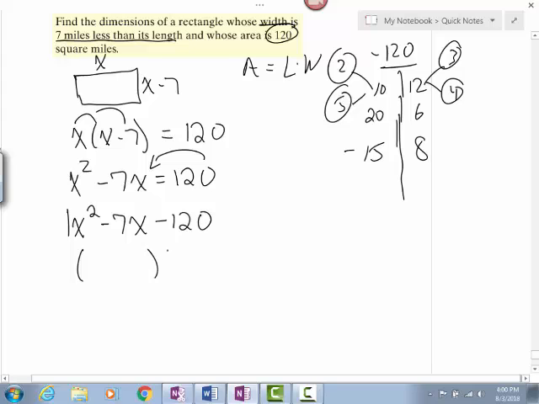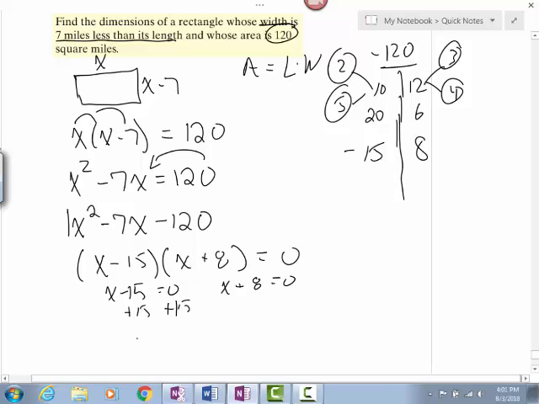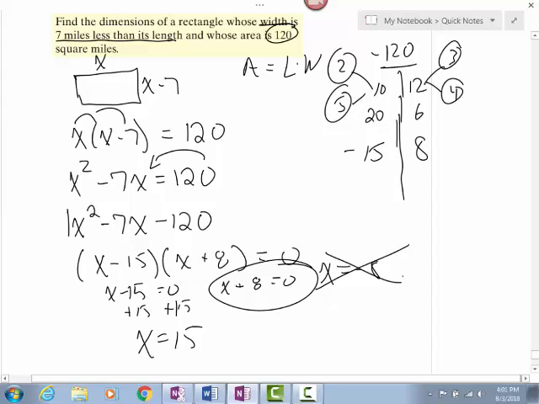All right, so let's see what we can do here. I'm going to write my 2 parentheses equals 0. So it's going to be an x with a minus 15 and an x with a positive 8. Again, I'm going to say x minus 15 equals 0 and x plus 8 equals 0. From here, if I add 15 to both sides, I know I'm going to get x equals 15. This one I already know is going to give me a negative answer, x equals negative 8, which I don't want.